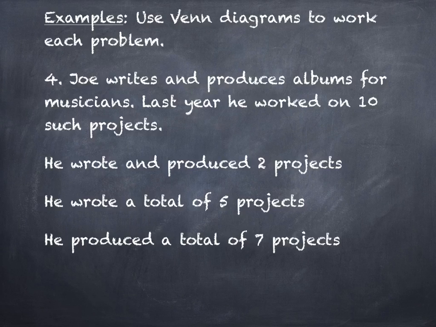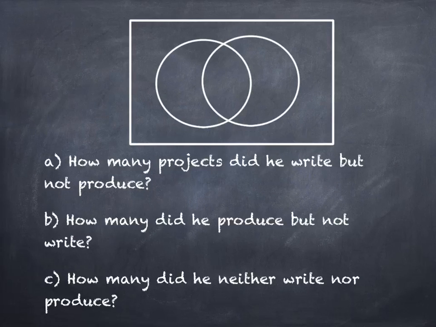He wrote and produced 2 of them. He wrote a total of 5, and he produced a total of 7. So the first thing we're going to do is recognize that this is a 2-circle Venn diagram. And the 2 circles are represented by what he wrote and what he produced.